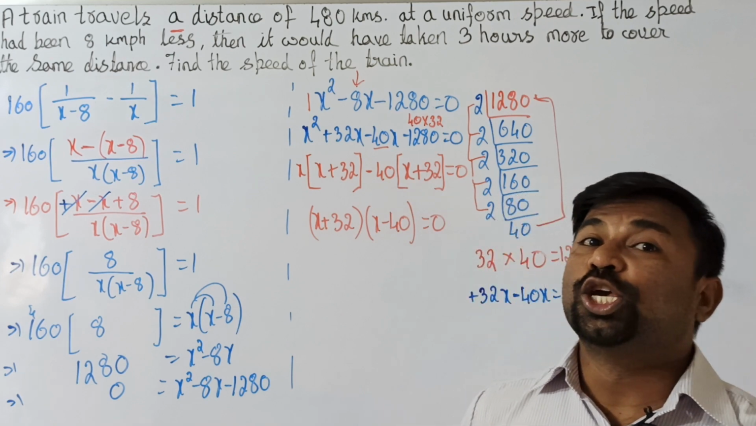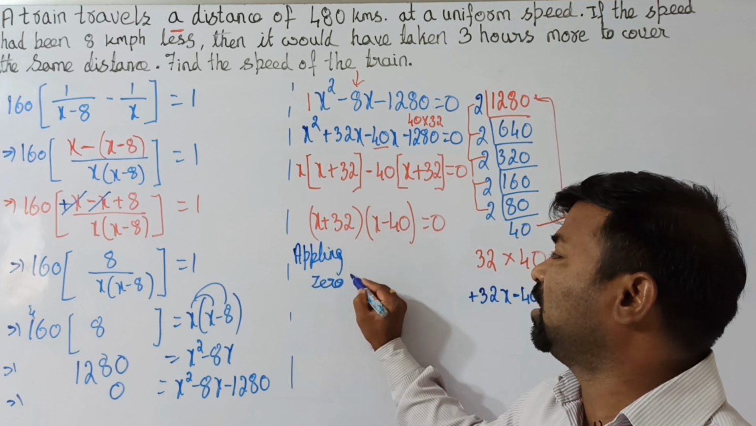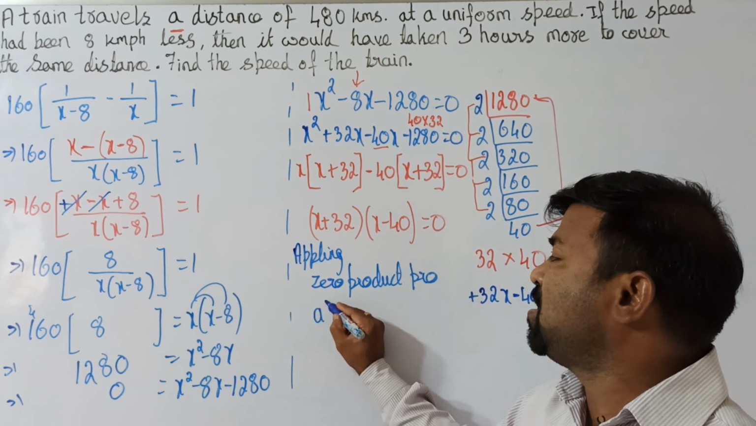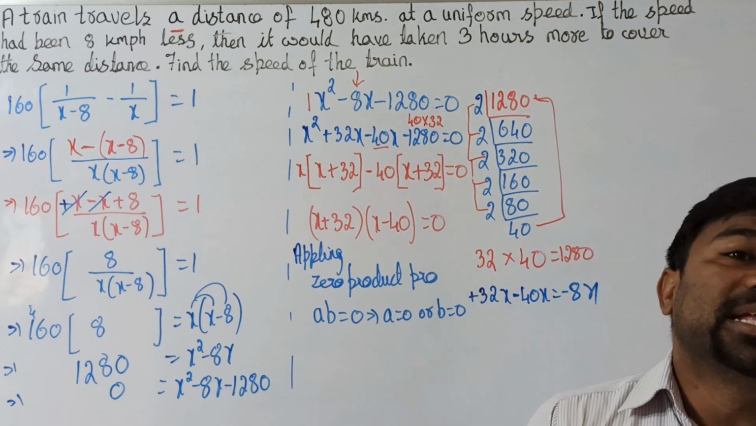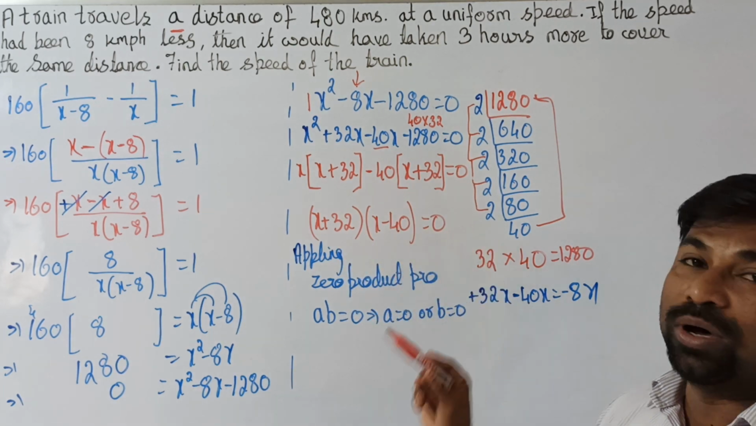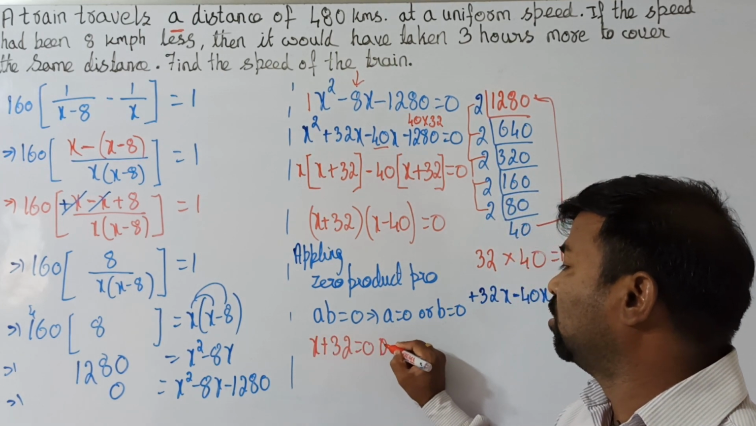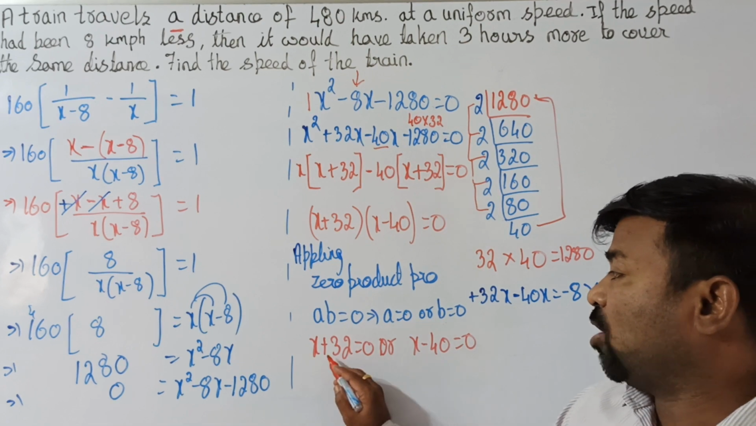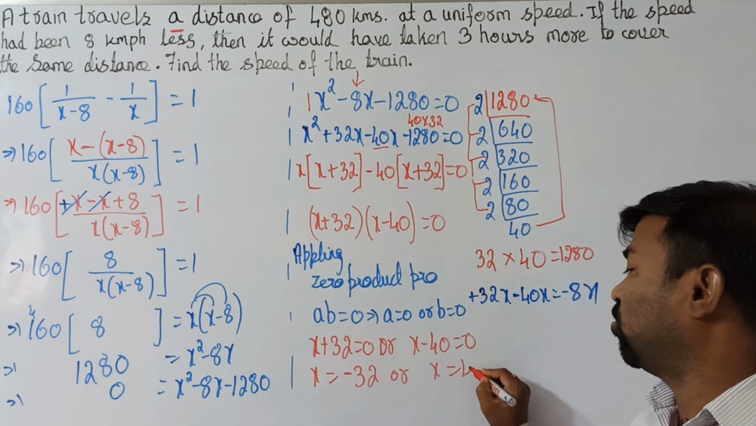Now, applying the zero product property: AB equals 0 implies A equals 0 or B equals 0. By applying this, if the product of any two things is 0, either the first one is 0 or the second one is 0. By using that logic, x plus 32 equals 0 or x minus 40 equals 0. This is the value we got. So now if you transpose 32, you get x equals minus 32 or x equals 40.